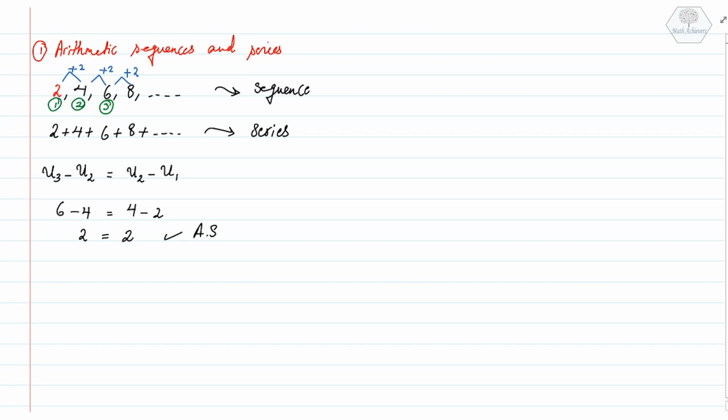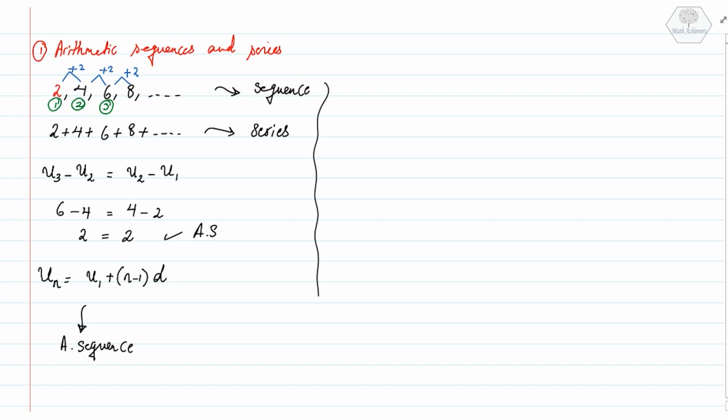To find any term for an arithmetic sequence, we can call it the nth term. The general rule for finding the nth term is U of n is equal to U1, the first term, plus n minus 1 times d, where n is the number of terms, d is the common difference and U1 is the first term. By this, I can find any term for an arithmetic sequence. This is what I have for a sequence.